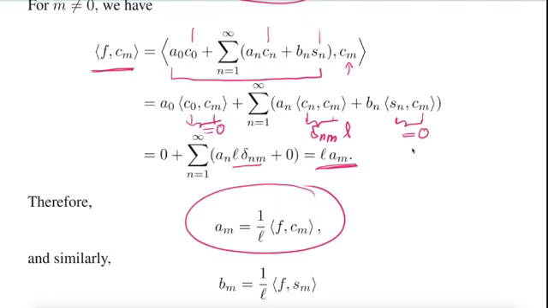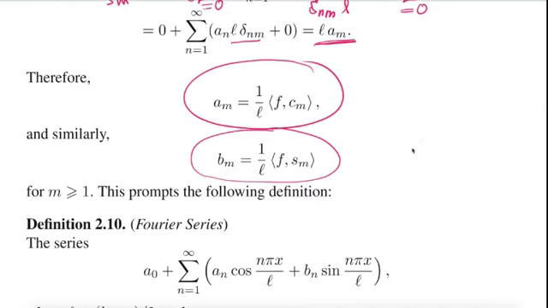And now I'm pretty sure you could do the same calculation where you substitute sine, sm, instead of cm. The whole thing trickles through the very same way, and you get the b's. You get bm is 1 over L times the inner product of f with sm. Oh, that is very cool.